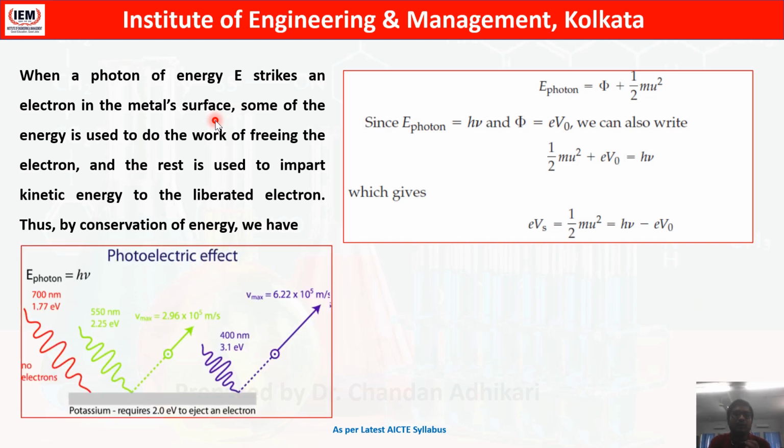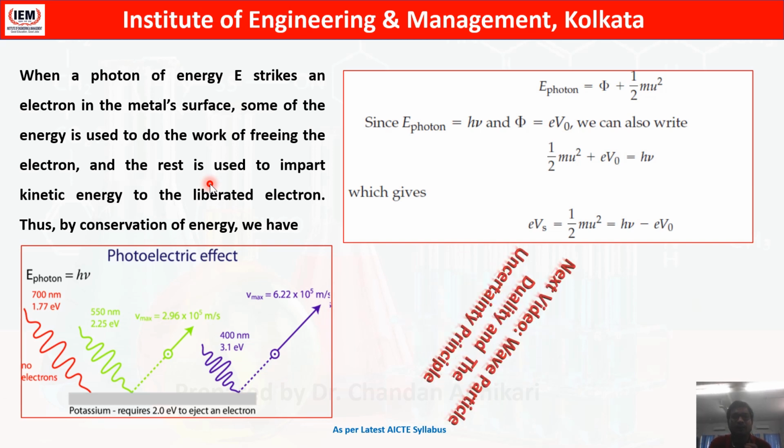So Einstein was able to explain the photoelectric effect by taking into account the particle nature of radiation. So it was proved that radiation has a particle nature along with wave nature. So if radiation has a particle nature along with wave nature, it is quite possible that particles, along with their particle nature, might also have a wave nature. We will try to understand this point in our next video.